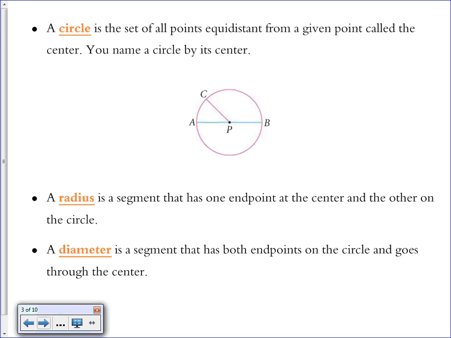A diameter is a segment that has both endpoints on the circle, like AB in this picture, and it has to go right through the center in order to be considered a diameter. So this circle P has one diameter drawn, and that's AB.